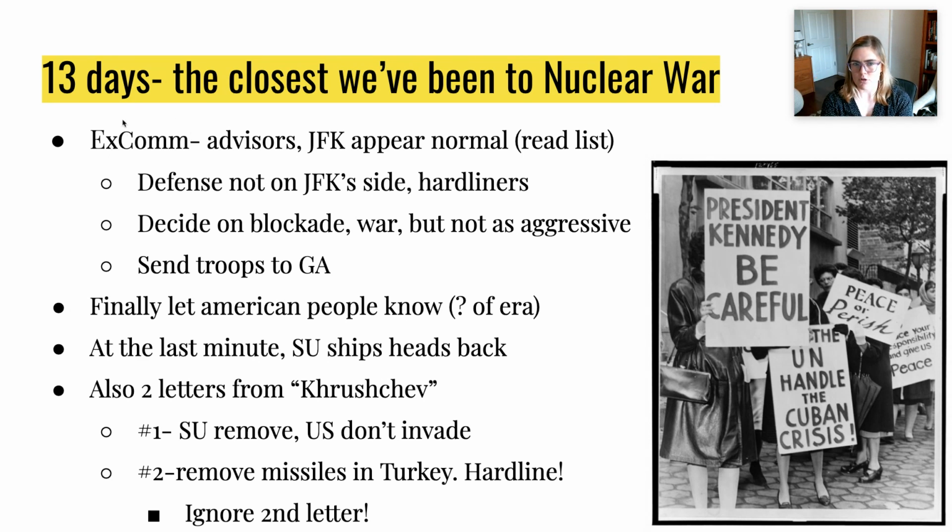So ExComm is a group of Kennedy's advisors. They're going to meet essentially in private, and Kennedy's going to keep going about his day. And he's just going to try and appear normal, and he's going to let ExComm do their thing. And the reason for that is this is prior to Kennedy wanting to tell the Americans what's happening. He kind of wants to have a game plan before he scares the living daylights out of everybody. So he lets them meet, and then he will meet up with them, and they'll make some decisions.